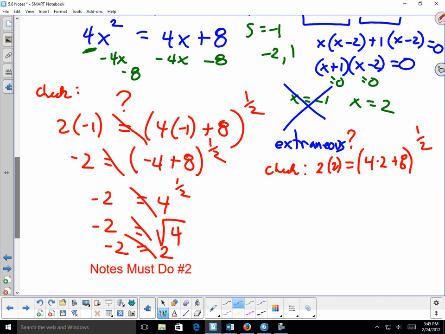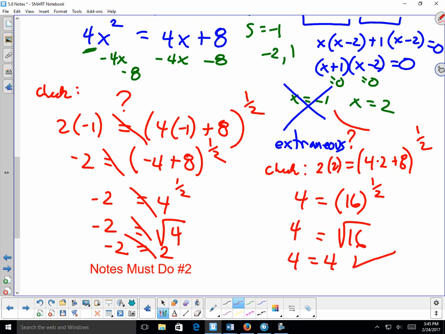So we're checking this. 2 times 2 on the left is 4, and then I get 8 plus 8. I'm getting 16 to the 1/2 over here. Well, 16 to the 1/2 is the same as square root of 16, and that is equal to 4. So that one does work. So we like the x equals 2 solution, but not the negative 1 solution.